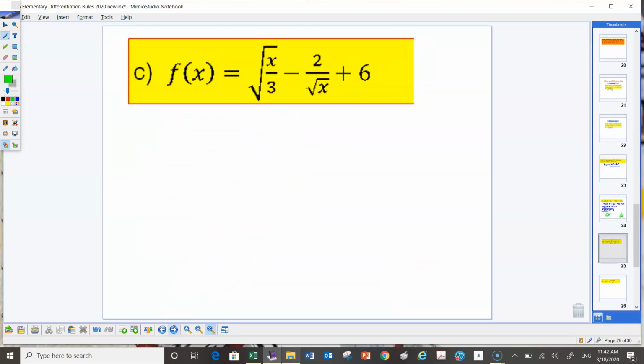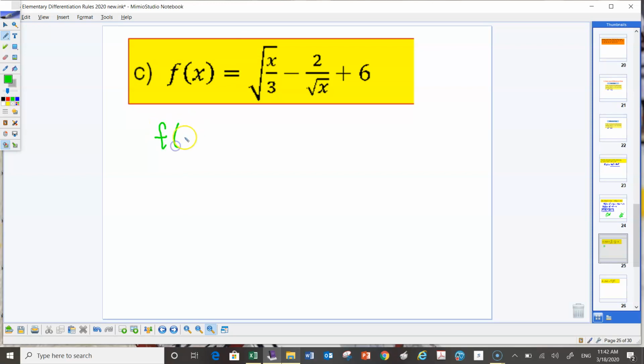Okay, let's take a look at this one. Now, in the last lesson, we had to get rid of any radical and change it to a power of 1/2 or 1/3 depending on the index. Well, here my index is 2 in both cases, so the first thing I'm going to do is rewrite this as follows.